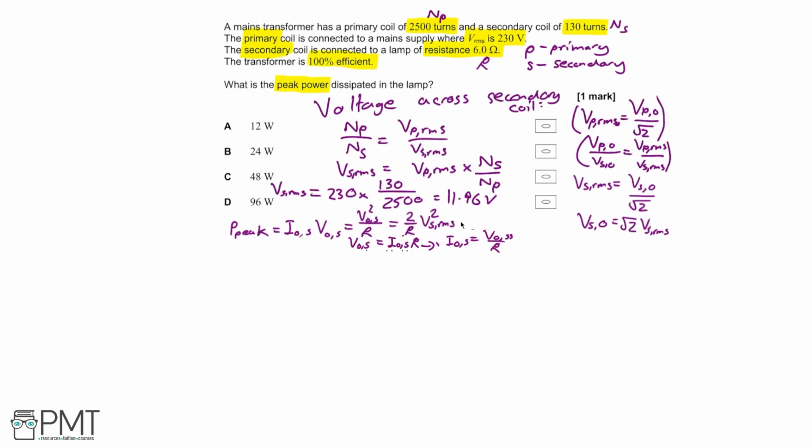So then we can substitute in what we know for Vs RMS and for R to get 2 divided by 6 multiplied by 11.96 all squared. This gives us a value of 47.6805..., which is approximately 48 watts. Therefore, our answer is C.